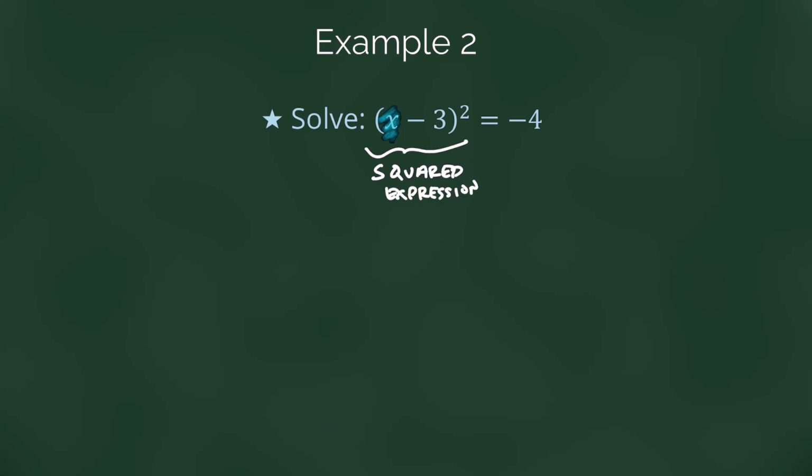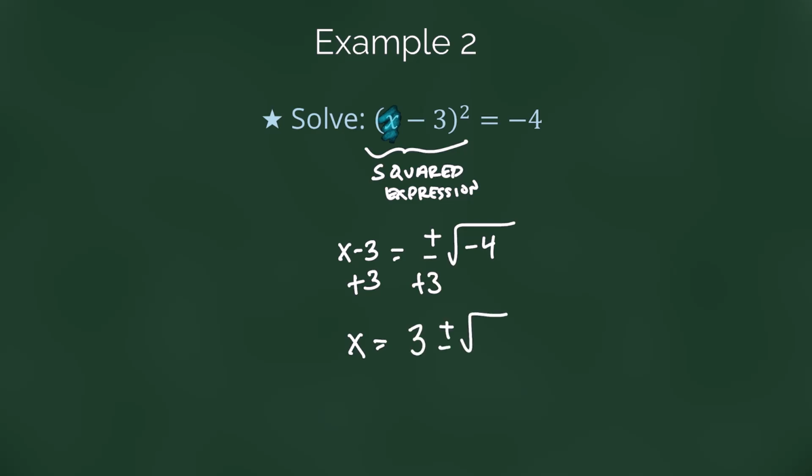So if we do that, we're going to get that x minus 3 is, again, remembering the plus or minus, the square root of negative 4. Now, we want our final answer to be of the form x equals something, so we're going to add 3 to both sides. When I add 3 over here, I'm going to write this as 3 plus or minus the square root of negative 4.